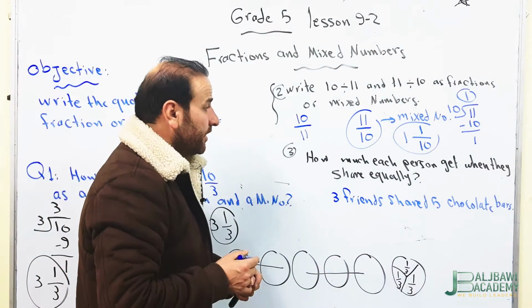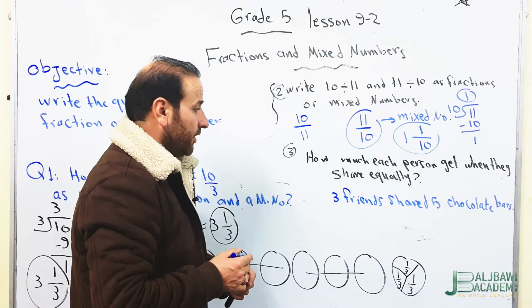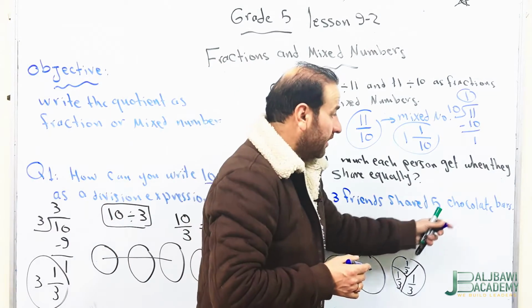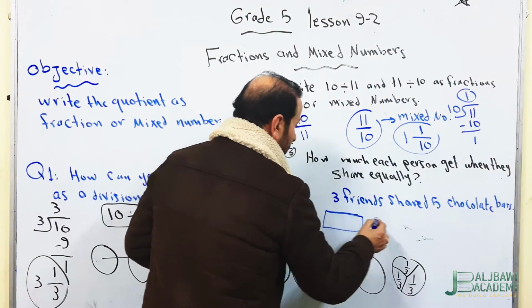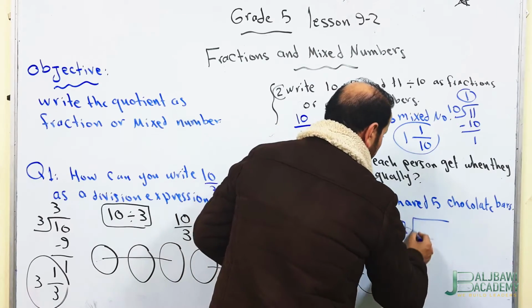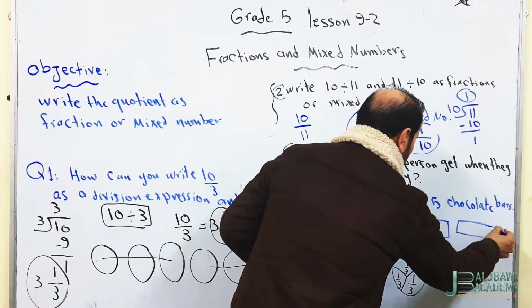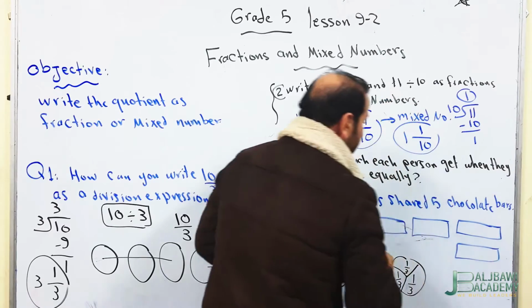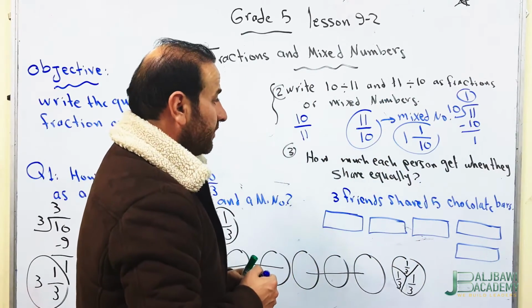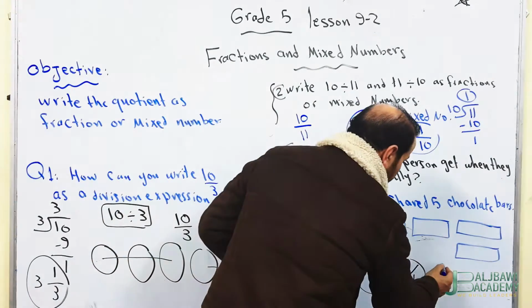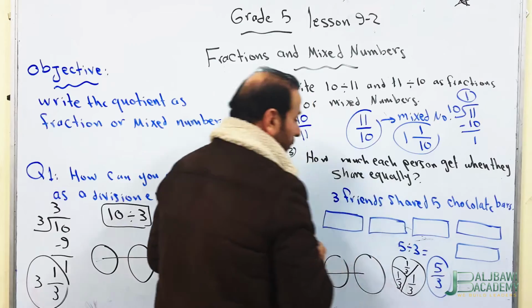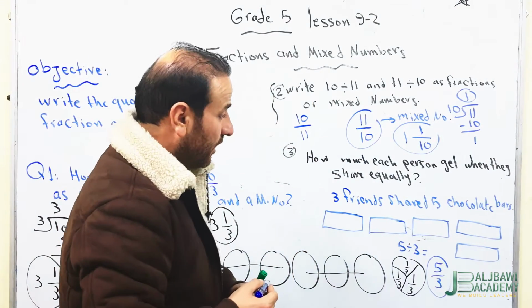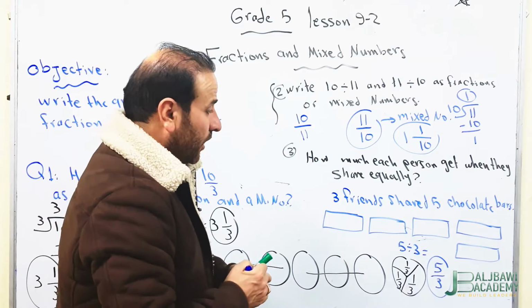Here, how much does each person get when they share equally? 3 friends shared 5 chocolate bars. We have 5 chocolate bars: 1, 2, 3, 4, 5. Mathematically, 3 friends shared 5 chocolate bars, so I write 5 divided by 3 equals 5 over 3. So each one of them will take 5 over 3. Now, this is an improper fraction, so I need to write it as a mixed number.